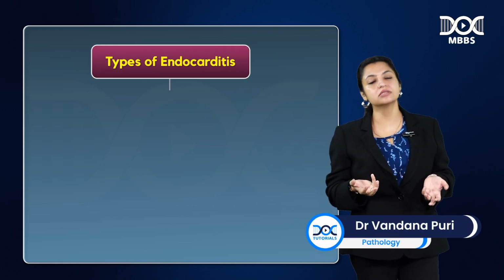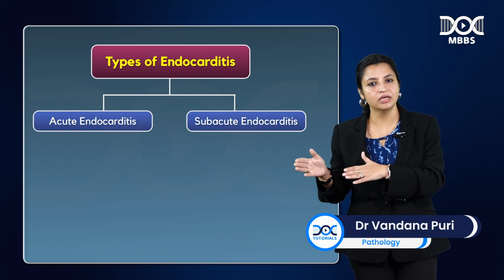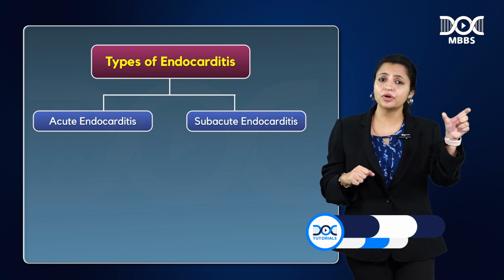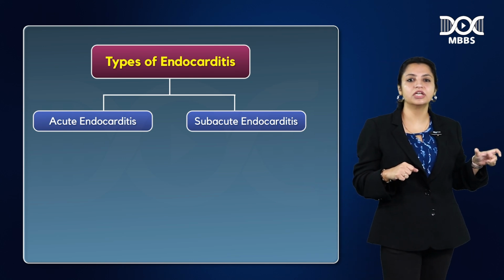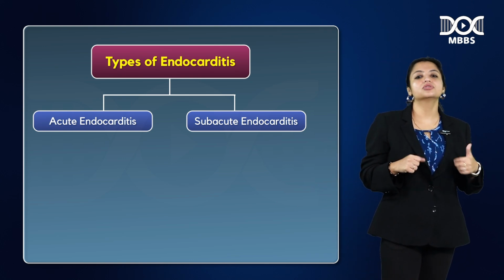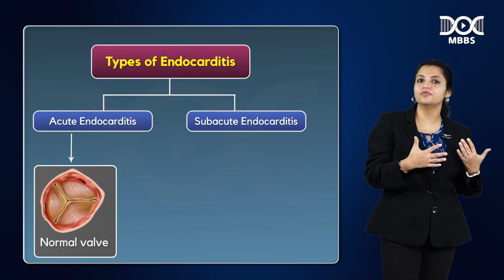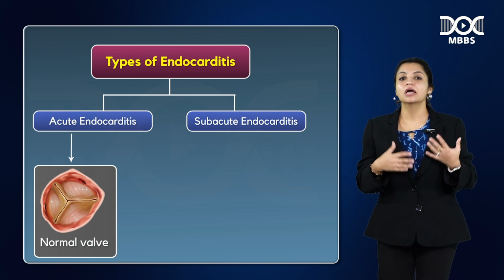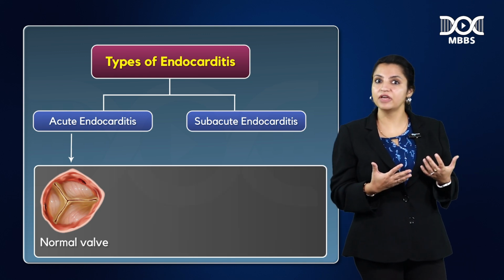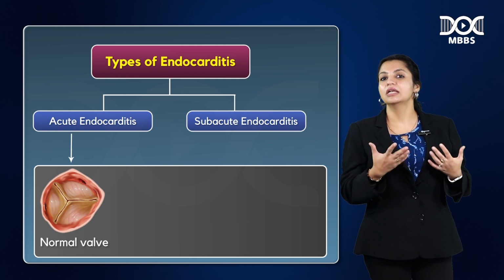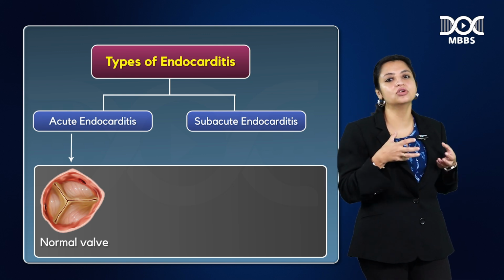Types of endocarditis. We have acute endocarditis or we have subacute endocarditis. Acute endocarditis usually occurs on a native valve, a normal valve. Whenever the valve is normal, in that also we can have acute endocarditis, and this is usually caused by very virulent organisms like staphylococcus. They have the power of attacking even the normal valve.